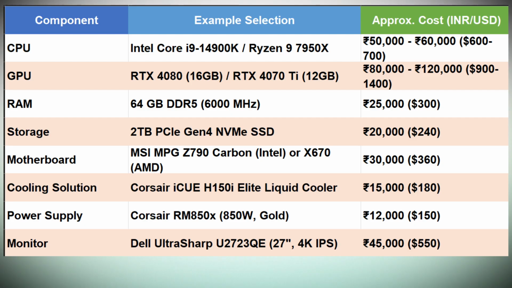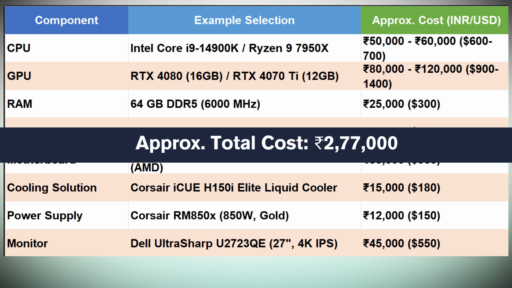For a pro setup, consider Intel Core i9 or Ryzen 9, RTX 4080 or 4090, 64 gigabytes DDR5 RAM, and 2 terabytes NVMe SSD. This will cost approximately 2.7 to 3 lakhs Indian rupees.